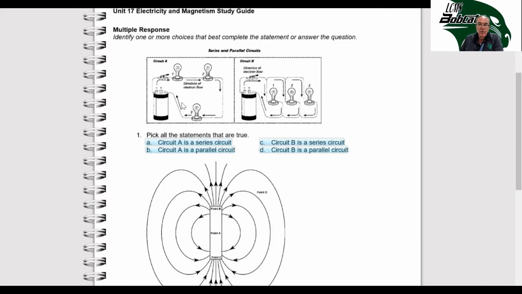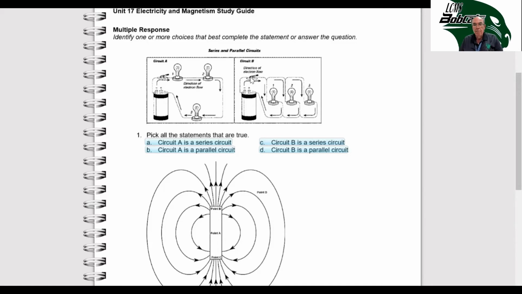A is a series circuit. Well, if we look at diagram A, the electricity can flow through light 1, then light 2, then light 3, and it makes a path all the way around. And there's really only one direction for the flow.